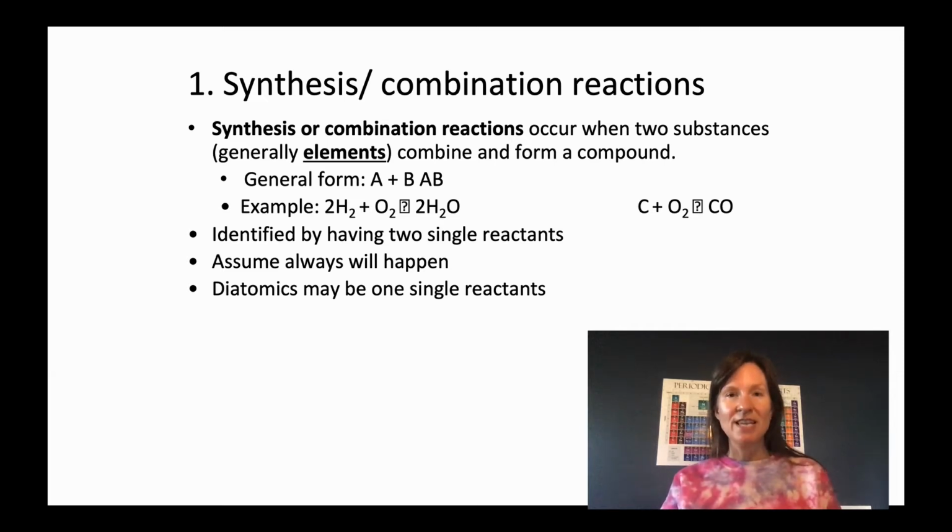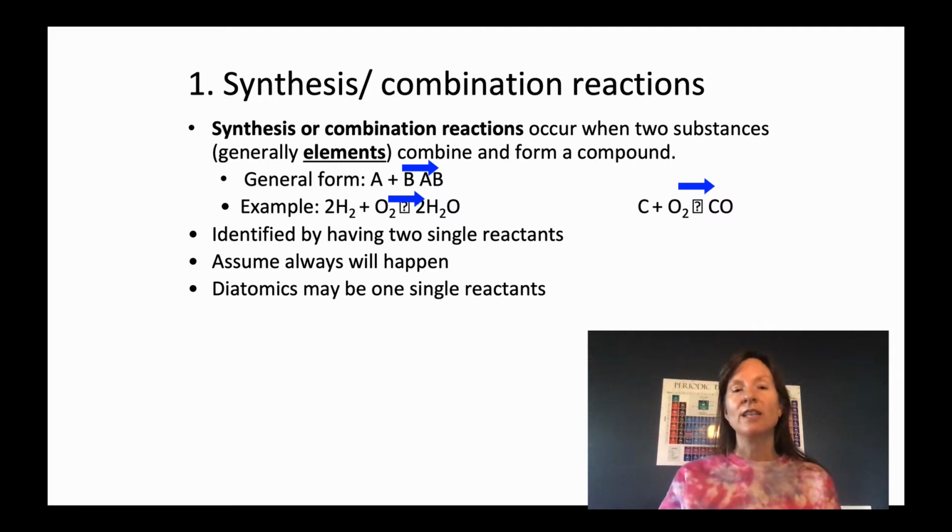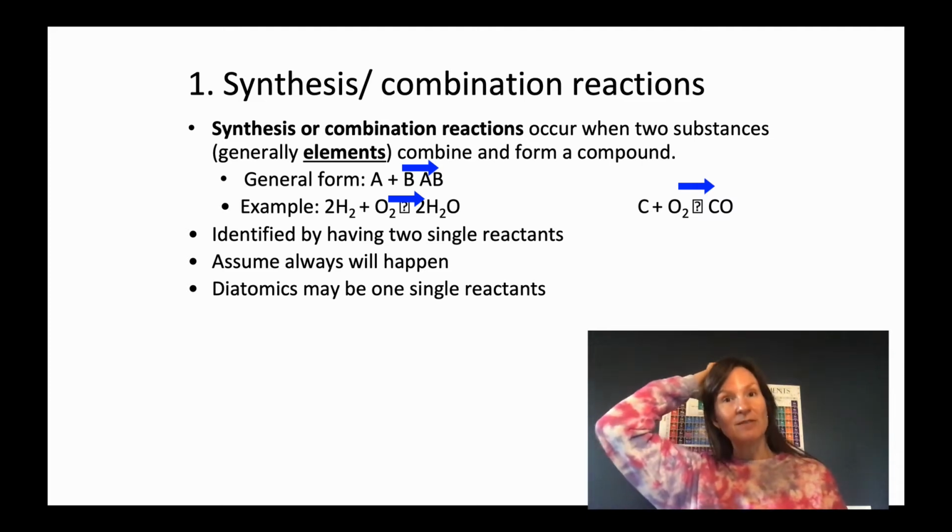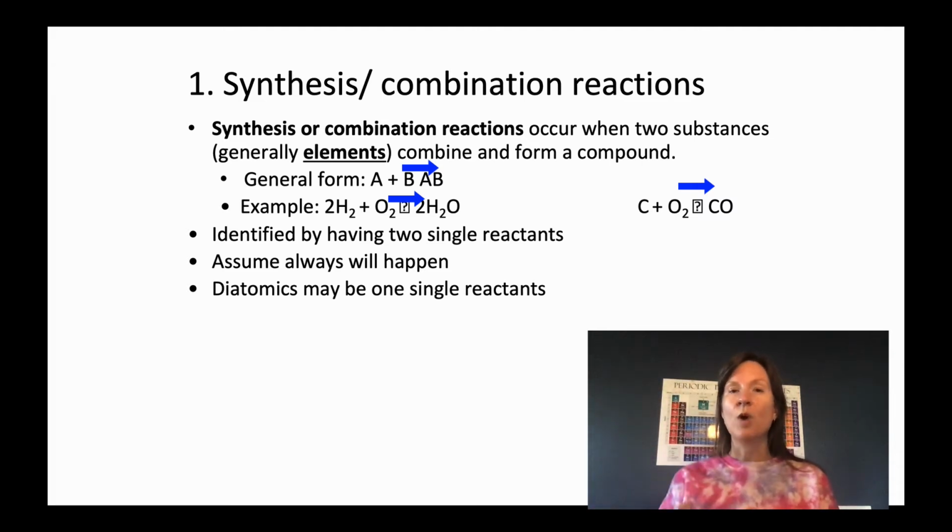Essentially, these reactions will always be 2 elements coming together to make a compound. In general, it's 2 single elements, A plus B, and that will create a compound, AB. So if it's water, that would be hydrogen and oxygen coming together to make H2O. If that was carbon monoxide, there would be carbon and oxygen coming together to make CO. So it's always the synthesis, the bringing together, the combination of simple things to make something more complicated.